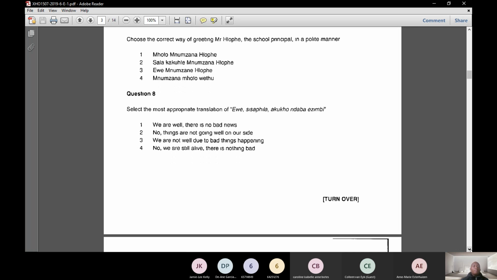Moving right along. Question number 8. Select the most appropriate translation of ewe sisaphila akukho ndaba zimbi. Before I give you the options, the verb in that sentence is sisaphila. So if you know the persons, work out the subject concord. Is it number 1, well, there is no bad news? Number 2, no, things are not going well on our side. Number 3, we are not well due to the things happening. Number 4, no, we are still alive. There is nothing bad.